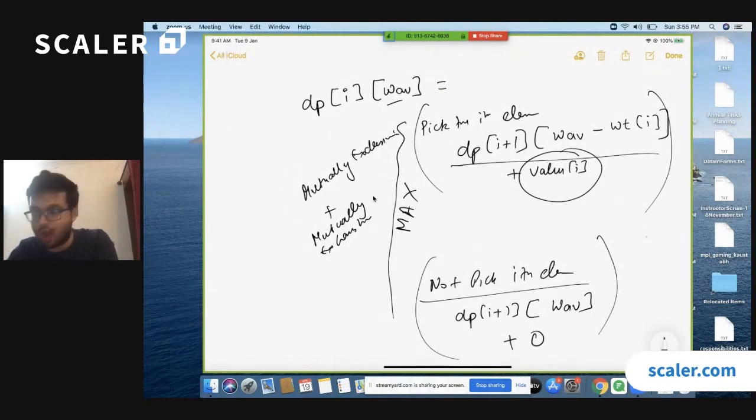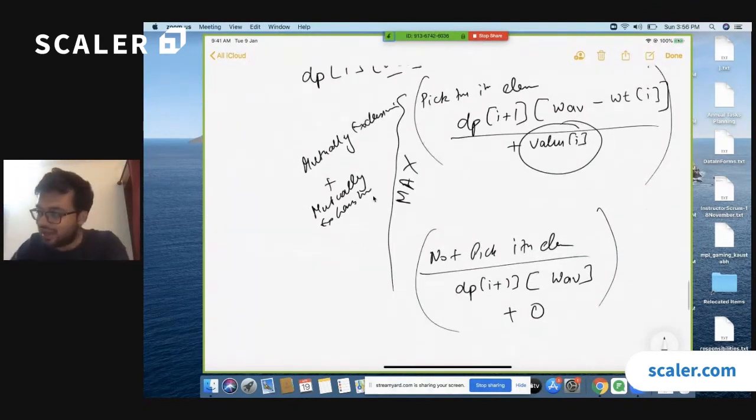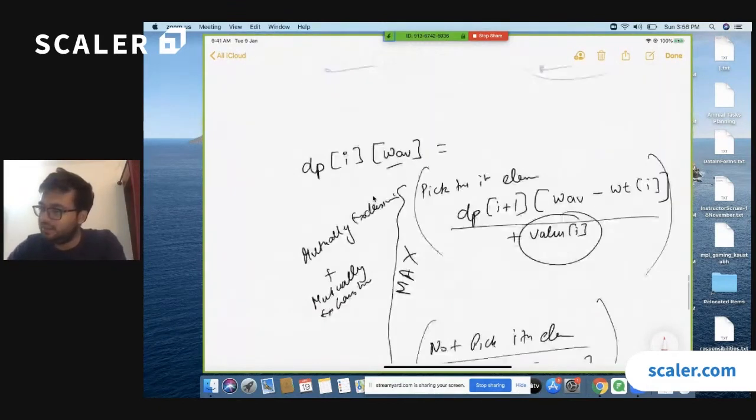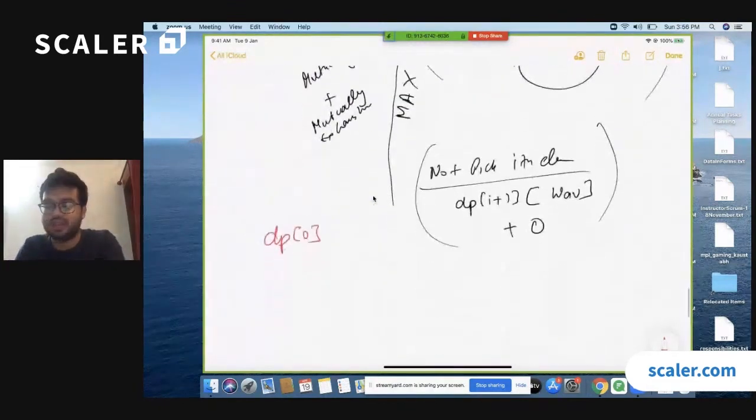Now, if this is how I went about the problem, you tell me which element will give me the final answer. If my dp i is using dp i plus 1, dp i plus 1 will be using dp i plus 2, dp i plus 2 will be using dp i plus 3. Can you figure out which state will be using everything? The answer to that would be that dp of 0 would be using everything. Does that make sense to everybody? dp of 0 would be using everything.